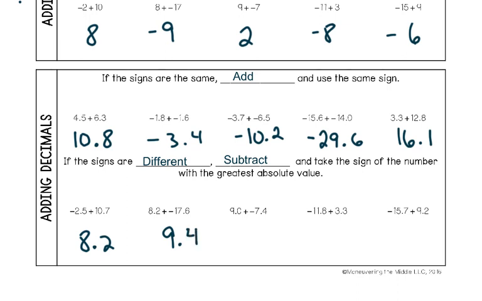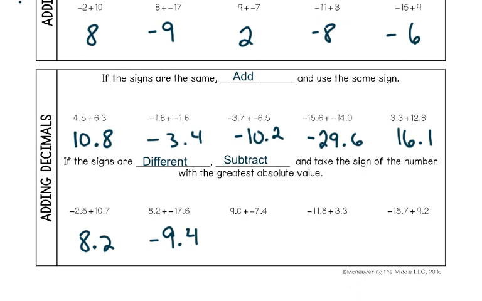And I know that I need to follow this last step, which is take the sign of the number with the greatest absolute value. So which absolute value is bigger, the 17.6 or 8.2? Since the 17.6 is bigger and it's negative, my answer will be negative. There's more negatives than positives.